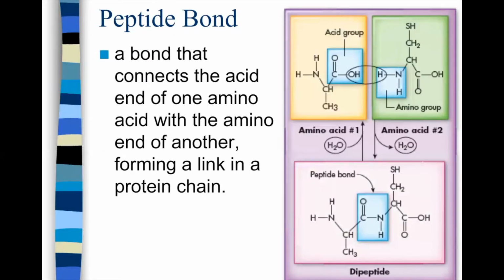Peptide bond. A peptide bond is the bond that holds two amino acids together, and there could be multiple peptide bonds to form a long protein chain. In this particular example, there's just two. You can see that the peptide bond is a condensation reaction, the forming of the peptide bond, because water is lost.